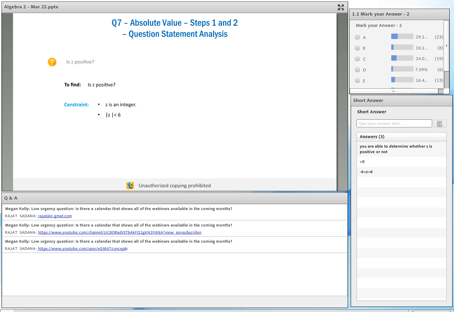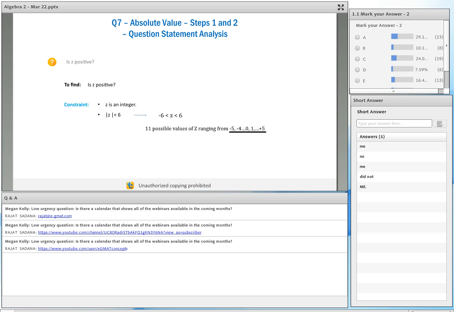Okay, and as someone really said, the inference that you need to draw, and thank you, Mr. Arun, is that Z is between -6 and +6, which means that there are 11 possible values of Z. Okay, that's really important. How many of you did that? How many of you, before even looking at statement 1, said, hey, there are 11 possible values of Z, and out of these 11 values, only 5 values are positive. And we have to figure out, is Z one of those 5 values?